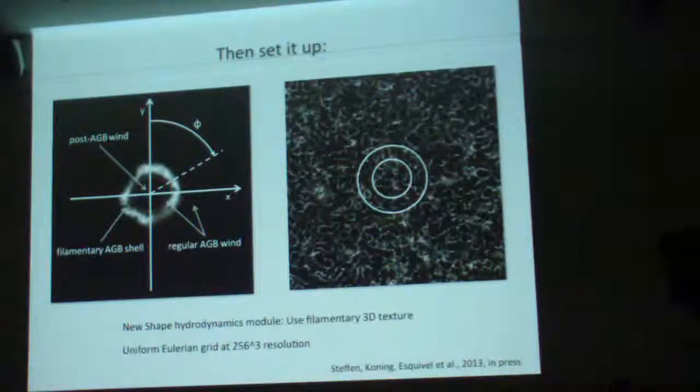And okay, we have now this hydrodynamic module in SHAPE, and there we have this nice facility to produce filamentary textures, that is, density distributions where you have very complicated random structures. The size of these structures you can control, and the contrast of density between the voids and the filaments you can also control, of course. So we use that to make simulations of this scenario, cutting out of a cube this little sphere, to produce a filamentary inhomogeneous shell where we initialize the wind, spherical wind, and run it through.